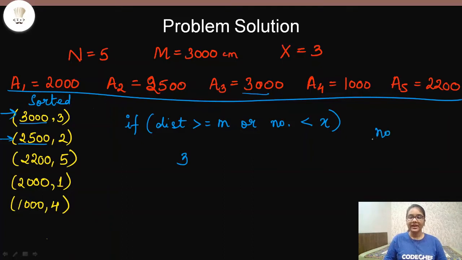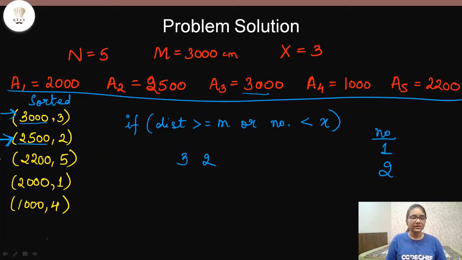and the number of candidates selected has become 1. Now we will go to the second player. So here it's 2500 distance, which is not greater than or equal to m, right? So now we will check whether 1 is less than x. So yes, 1 is less than 3. So we will select player 2. We have selected player 2, and now the number of candidates selected has become 2.